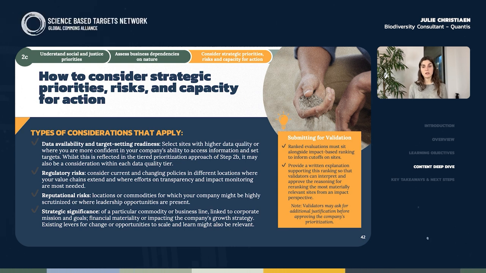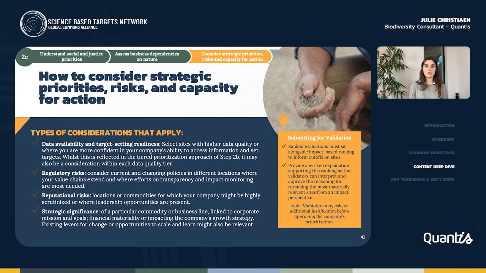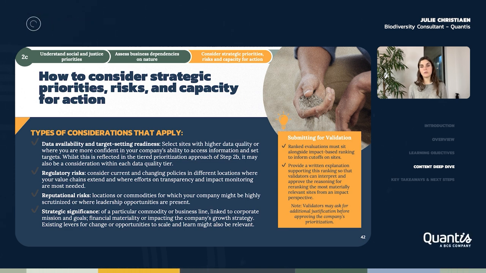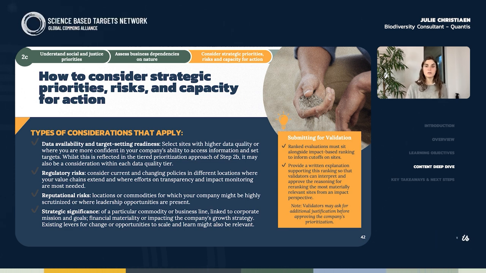When submitting for validation, your ranked locations should be paired with your impact-based ranking to inform cutoffs on sites. A written explanation supporting this ranking must be provided so that the validators can interpret and improve the reasoning for re-ranking the most material relevant sites from an impact perspective. In addition to that, note that validators may ask for additional justification before approving this proposed prioritization.